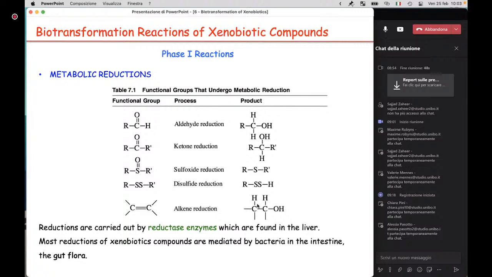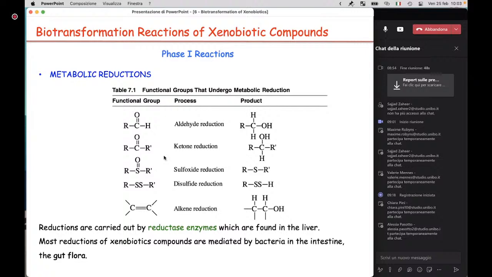And this is, of course, a reduction because we know that hydrogen has a very low electronegativity. So when a carbon-carbon bond becomes a carbon-hydrogen bond, carbon will decrease its oxidation number, so it will become more reduced than before.